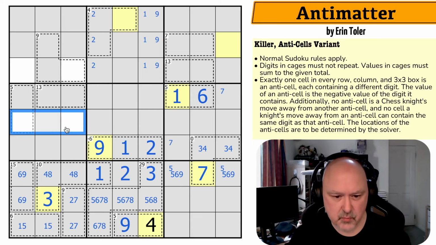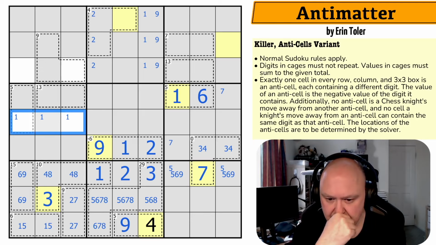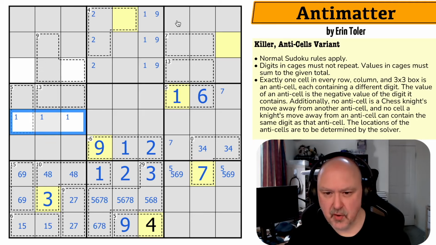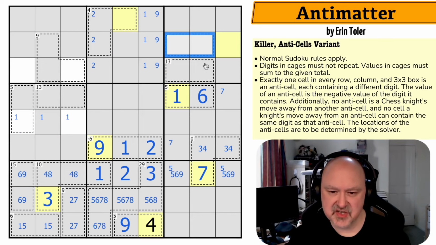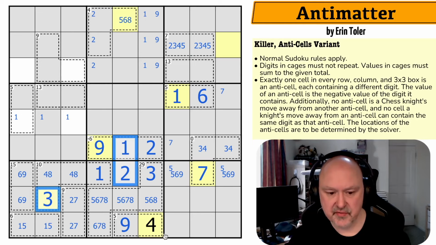Which means 1 is in one of these 3 cells. 1 in this box. I can't put a 1 in this 7 cage anymore, because 1 can't be there, and that 1 says there's no 1 there. So this can't be 1, 6. It could be 2, 5, or 3, 4, though. This, it can't be 1, 2, can't be 3, 4. It could be 5, 6, or 8. Could be 5 or 6. It can't be 7. It could be 8. It can't be 9.